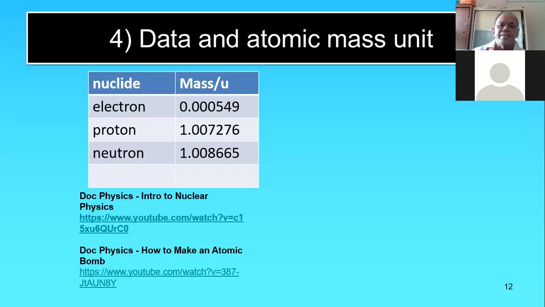Okay, data and atomic mass unit. Right? Electron, that's the mass. You don't need to remember. If you need to use it, it will be given. But when you come to calculation, you cannot round it off. They give you many decimal places and you have to follow. Only at the end, after your calculation, you can round it off. But in a calculation, you cannot round it off. Okay, this one is given in the data sheet.